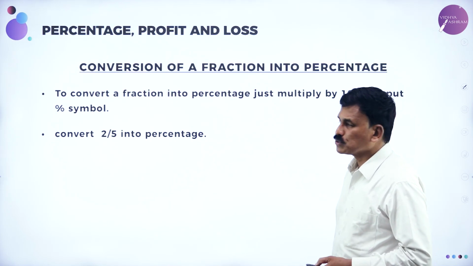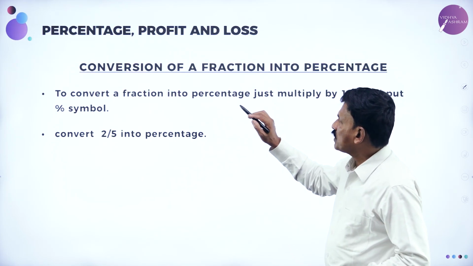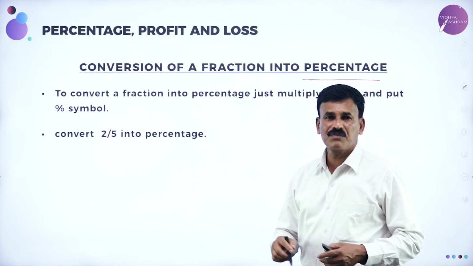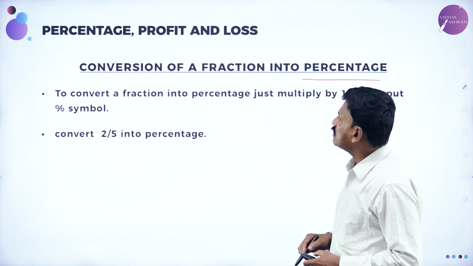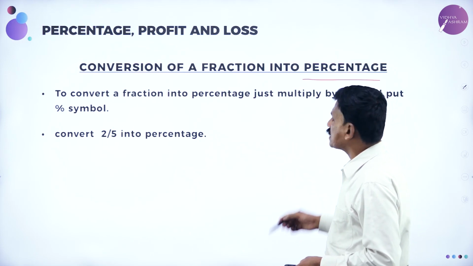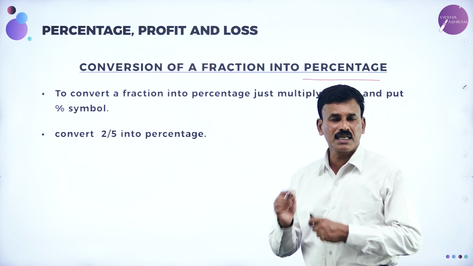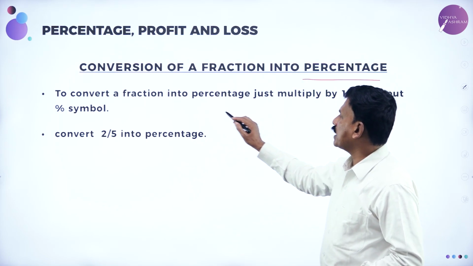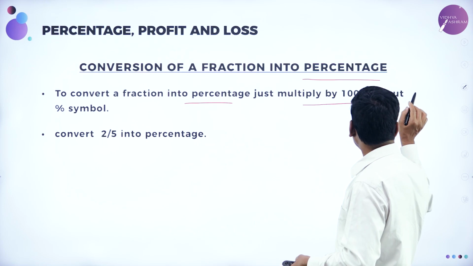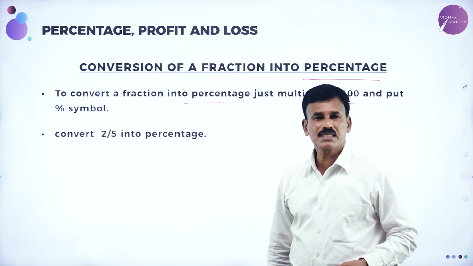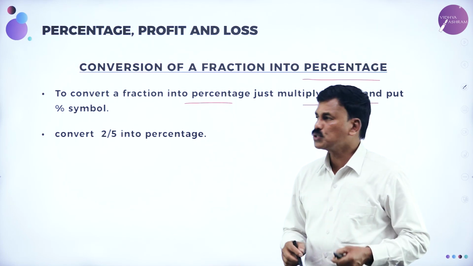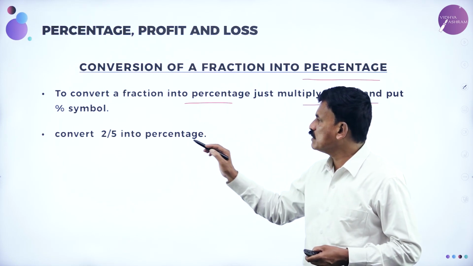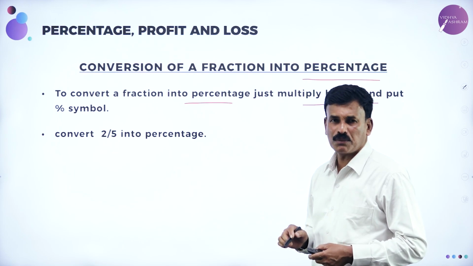Now let us come to the different types. There are different categories. The first one is the conversion of a fraction into percentage. Now how to convert a fraction into percentage? To convert a fraction into percentage, just multiply by 100 and put the percentage symbol, that's all. To convert any given number into percentage, just multiply by 100 and put the percentage symbol.